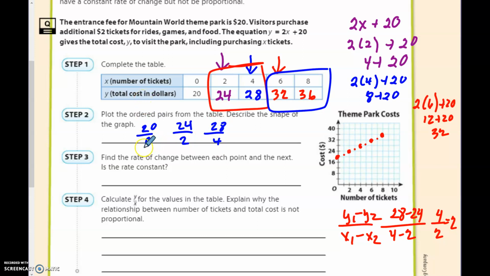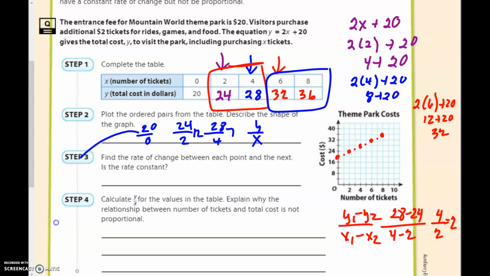Well, 20 divided by 0 is undefined. This one's 12 and this one's 7. So this one is not proportional, because when we do y over x, we do not get the same number. So this is not proportional. That does not mean it does not have a constant rate of change.